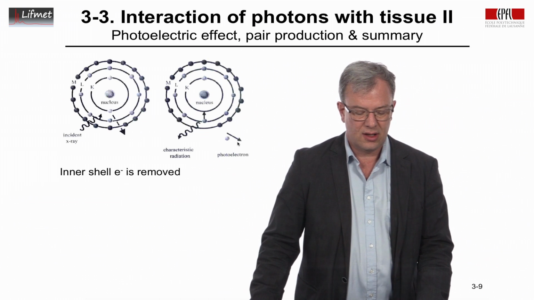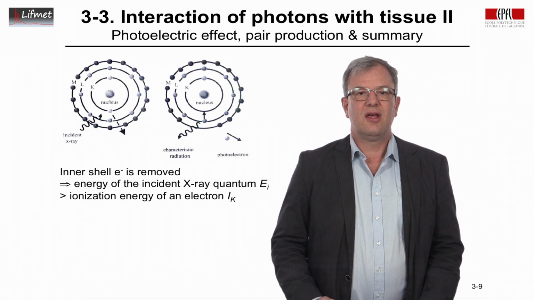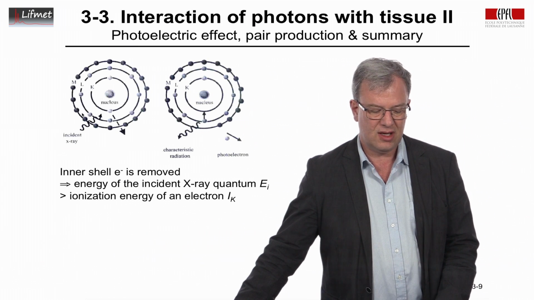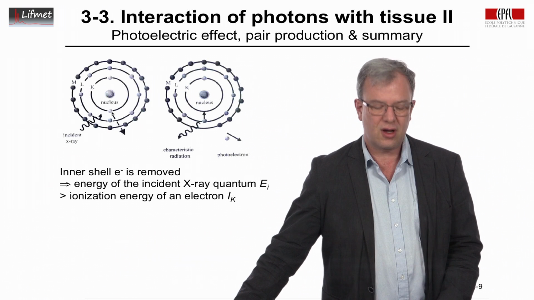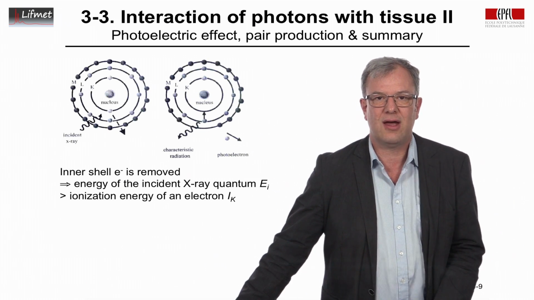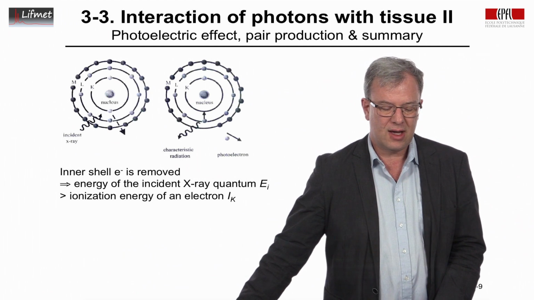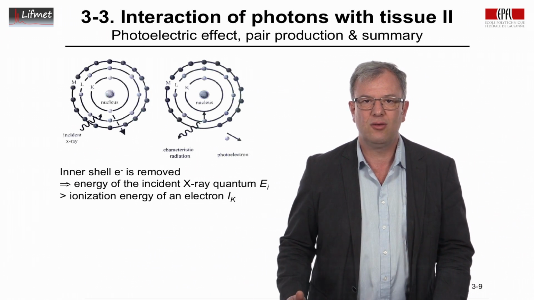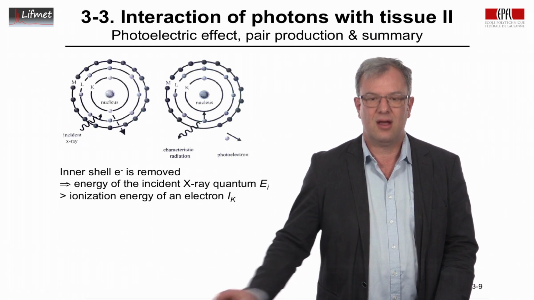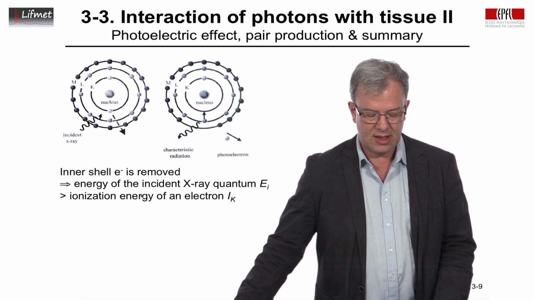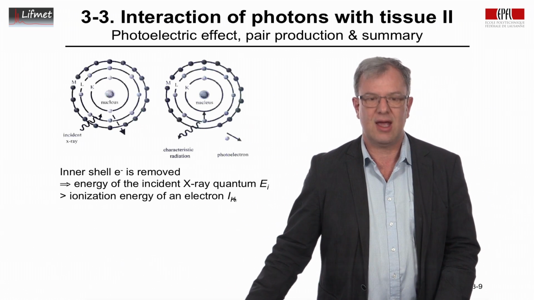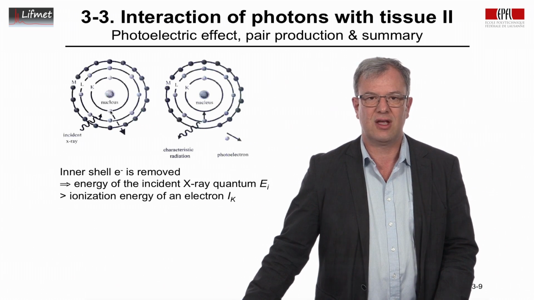That's the ejected electron. So what we need for this to happen, obviously, is that if the incident photon that comes in here does not have enough energy to overcome the binding energy of the K-shell electron, it will just say, well, so what? I don't care. I am not moving anywhere and nothing happens. So this process will only happen if the energy of the incident X-ray, E_I, is bigger than the ionizing energy of the electron for the K-shell, the I_K. That's the binding energy of the K-shell electron.